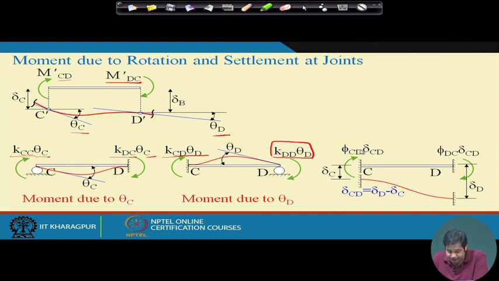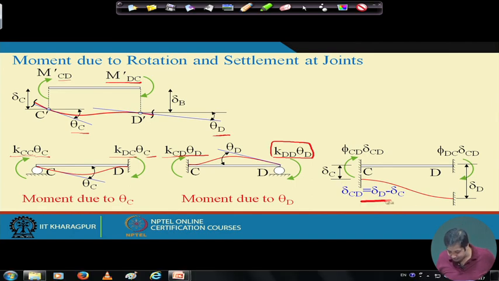Phi CD is the moment generated at C due to unit relative settlement, or settlement of D with respect to C. And similarly phi DC is equal to the moment generated at D due to the unit relative settlement at D. Please note that delta CD is defined like this.